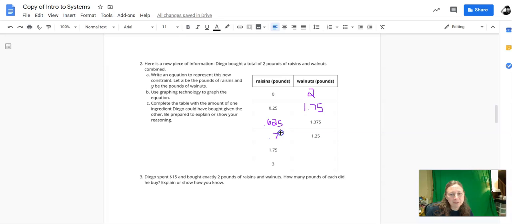If we bought 1.375 pounds of walnuts, I think that would be 0.625 pounds of raisins. This is 0.75. This is 0.25. And this situation is kind of nonsense, but we'll fill it in anyways. If he bought 3 pounds of raisins, he would have had to give away 1 pound of walnuts. Not really sure how that worked. So in this situation, this is a different equation. If we add up the number of pounds of raisins and the number of pounds of walnuts, then we get 2.